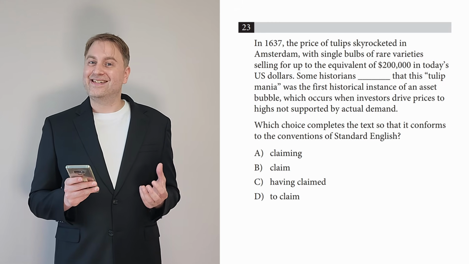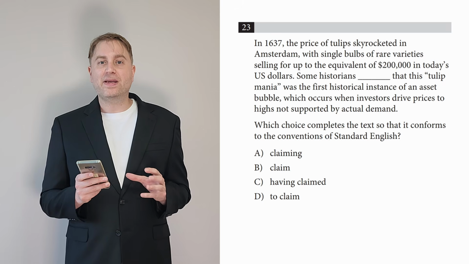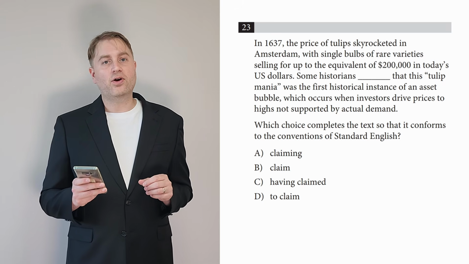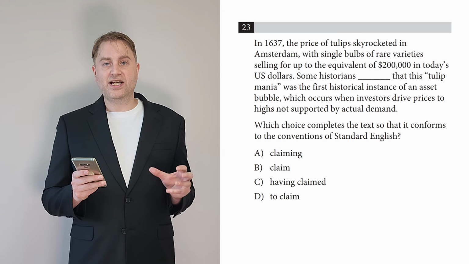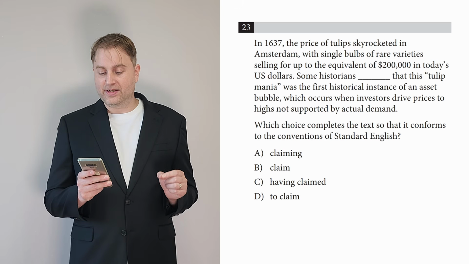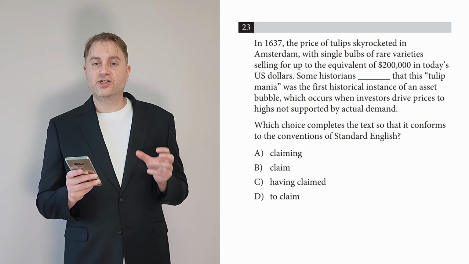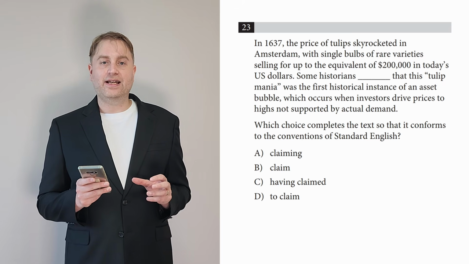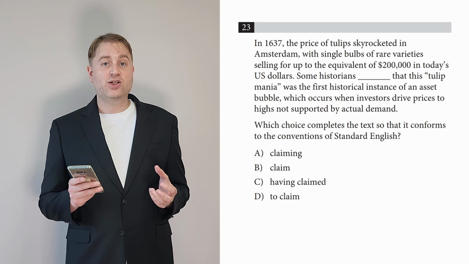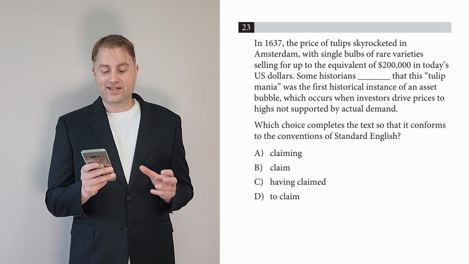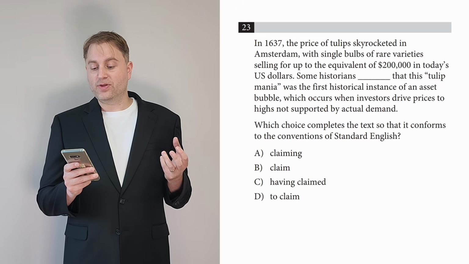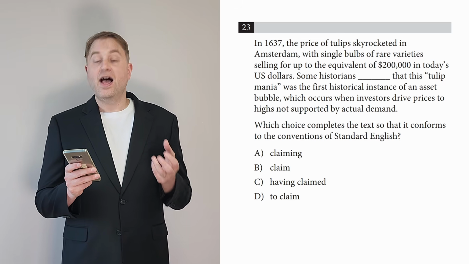But since every complete sentence needs at least one independent clause, that means that the thing before the which must be an independent clause. And as we said before, every independent clause needs both a subject and a conjugated verb. Now we have a subject. The subject is historians, and we need to supply the fully conjugated verb. Now remember that a conjugated verb can't just be an ing or an infinitive, it actually needs to be put into a particular tense. And the only answer that does this is B, claim. Some historians claim that this tulip mania was the first historical instance of an asset bubble.